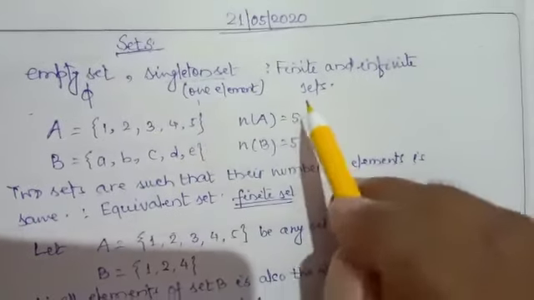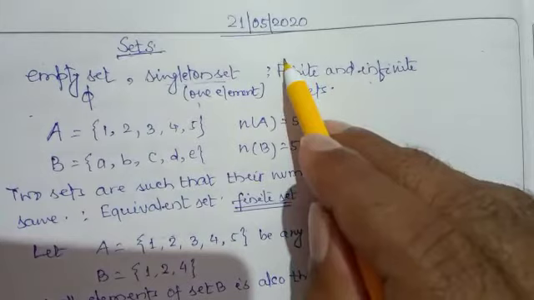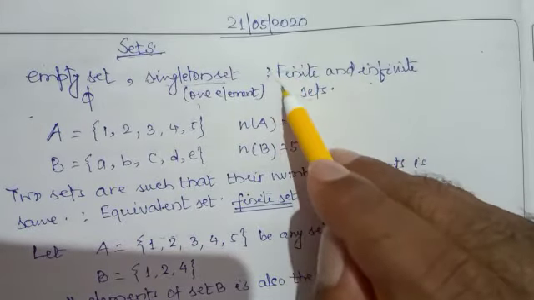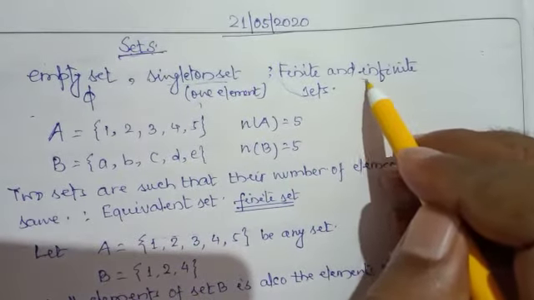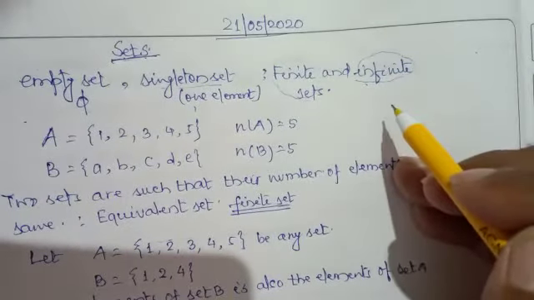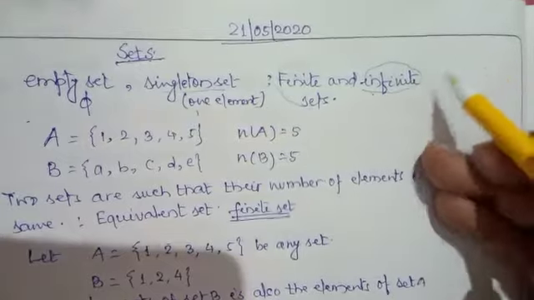Then we have done finite and infinite sets. A set which has a definite number of elements is called a finite set, and a set with an indefinite number of elements, whose elements are not countable, is called an infinite set. We have seen some examples.